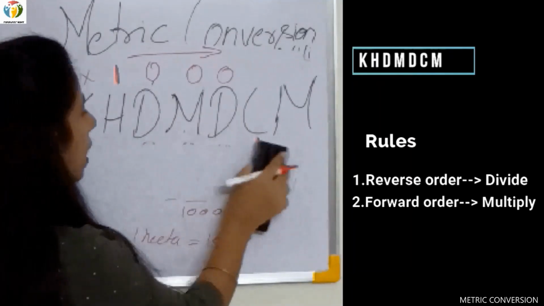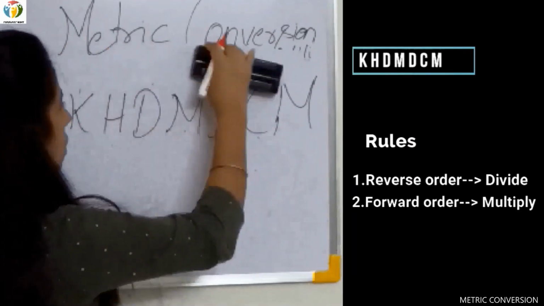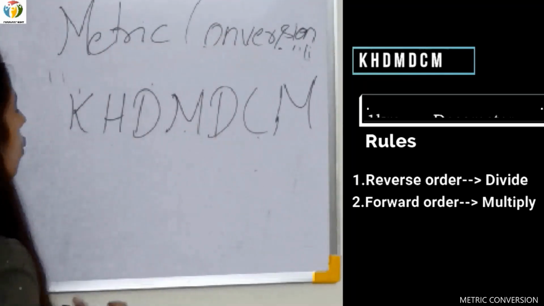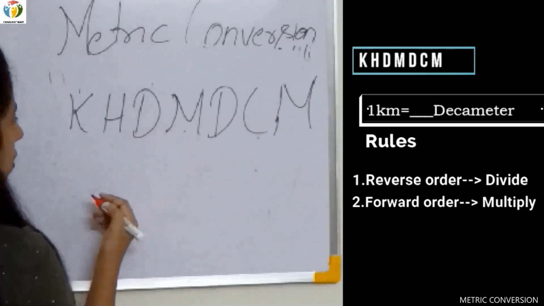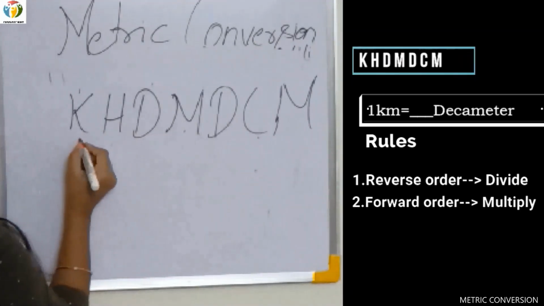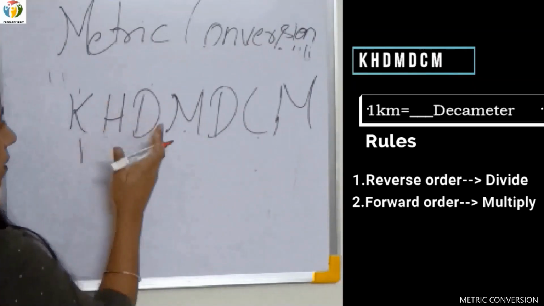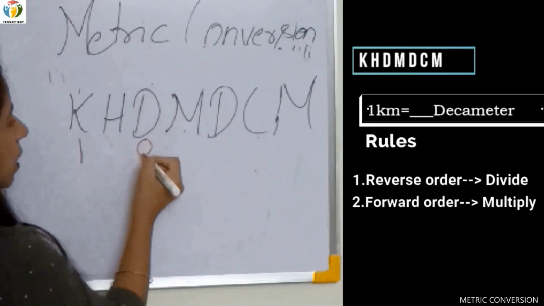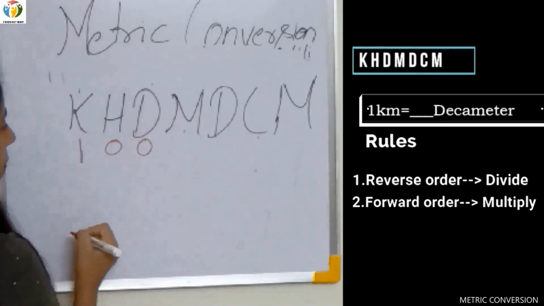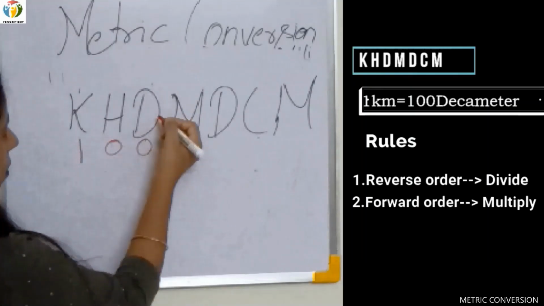Okay, so again, I am going to give you 2 more examples. For example, if someone asks me to convert kilometer into decameter, so what I am going to do is, I'll put 1 and I'm going to put 0 till the destination. So my destination here is deca. So 0 here and 0 here. So 1 kilometer equals 100 decameter.